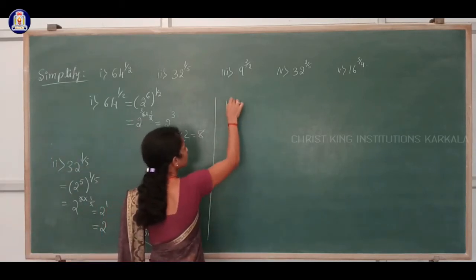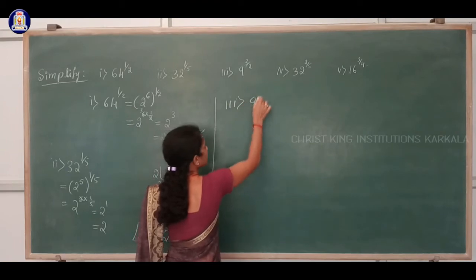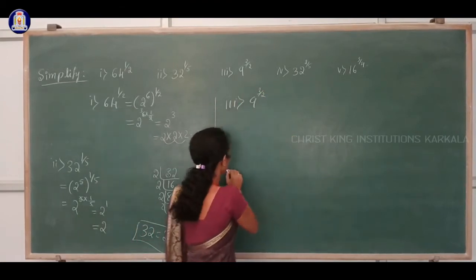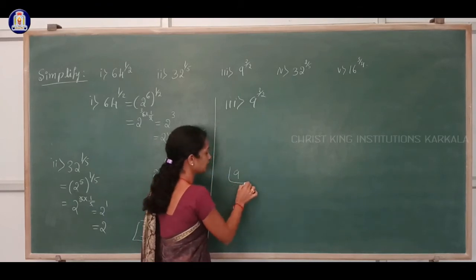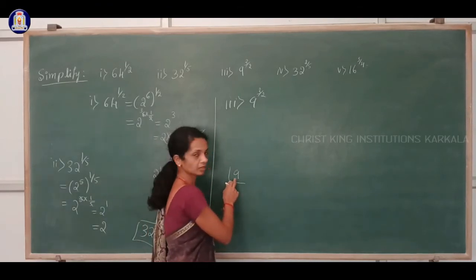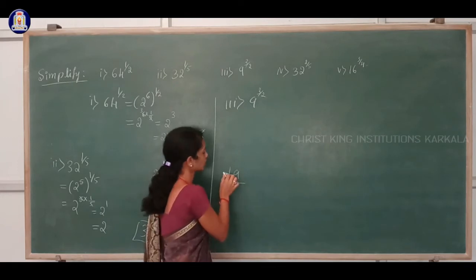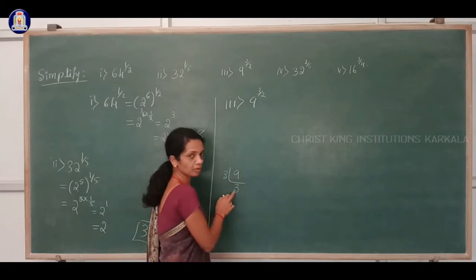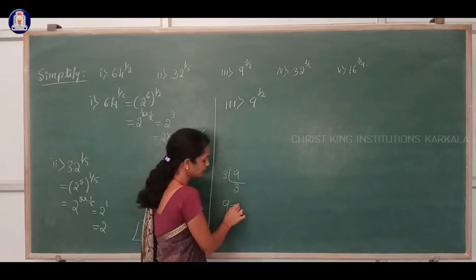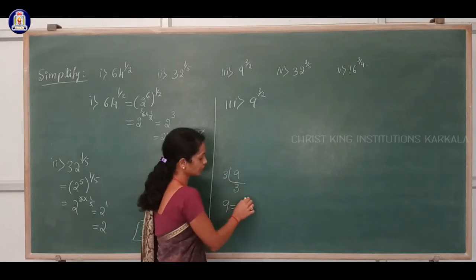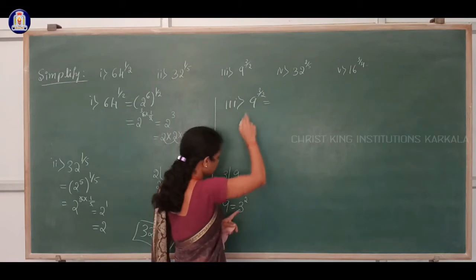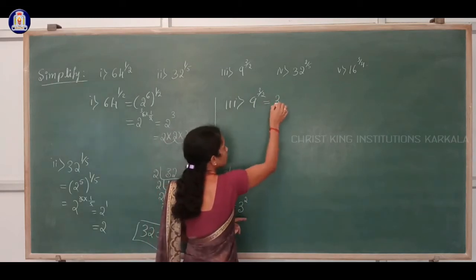And next, the third one. 9 to the power 3 by 2. And here it is easy. You have to divide 9 by a prime number. 2 doesn't divide, so go for the next prime. The next prime is 3. 3, how many times? 3 times. When you get a prime number here, you have to stop. And 9 is equal to 3 into 3, 3 square, 2 times there. So write this 9 as 3 square.